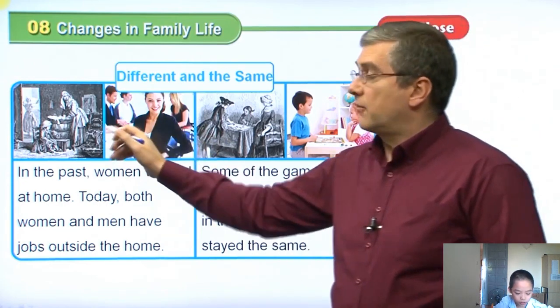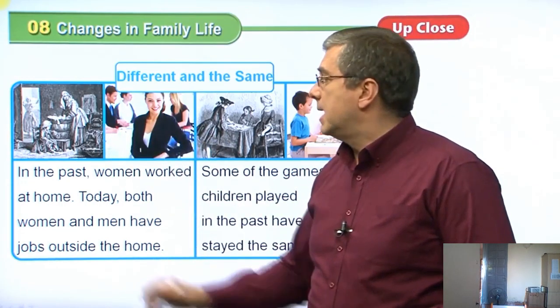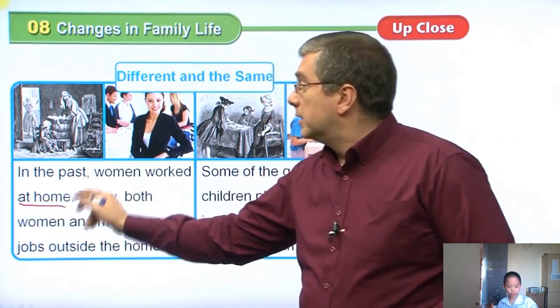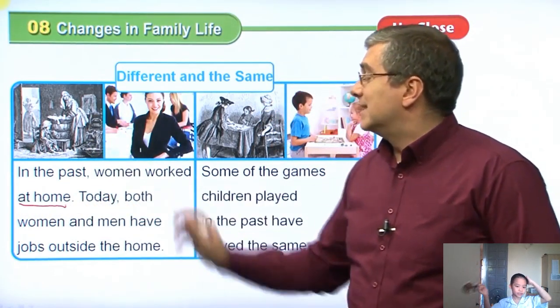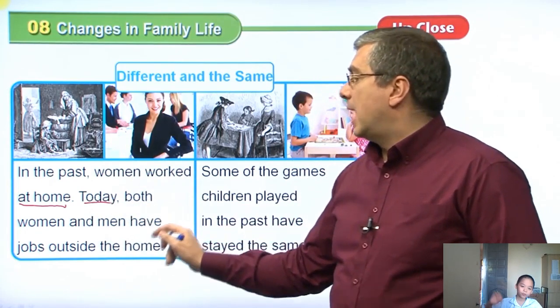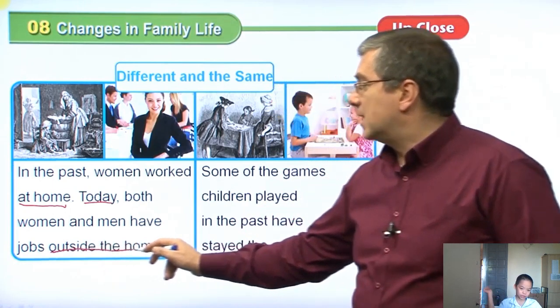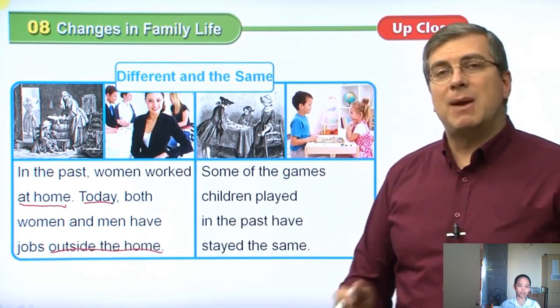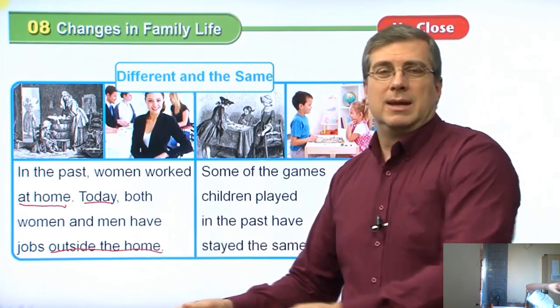Okay, so that is our sentence. In the past, the woman worked at home. Today, both women and men have jobs outside the home. So they need to go to the office. Okay, they need to go to the office.